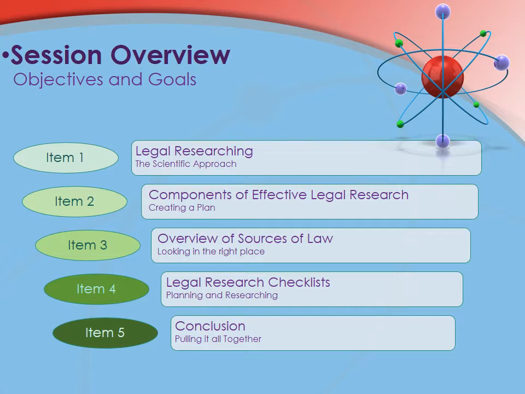So we're going to specifically go over legal researching from a scientific approach, the components of effective legal research, how to create a plan, and the overview of the sources of law to help guide you in how to look in the right places for information. And then we're going to go over some legal research checklists, planning and researching, how to create a checklist specific to those particular aspects of the legal research process. And then we're going to go ahead and wrap it up.